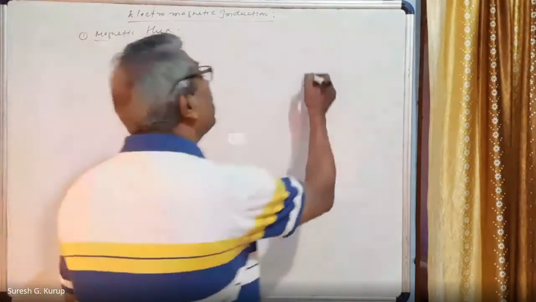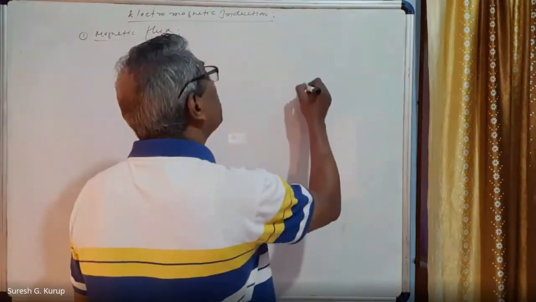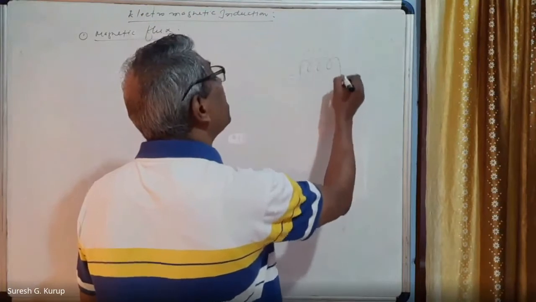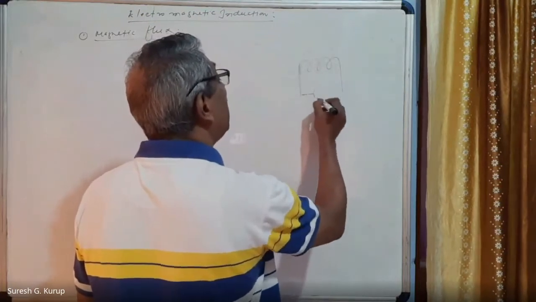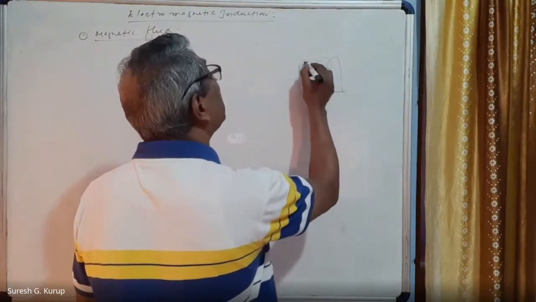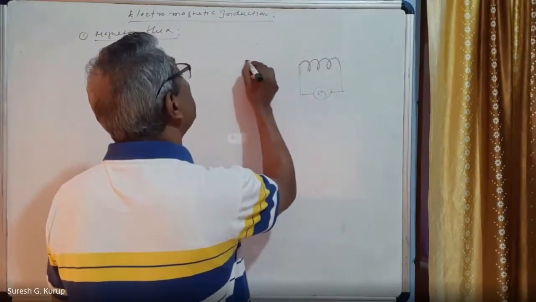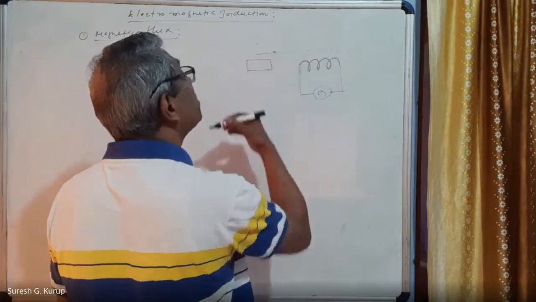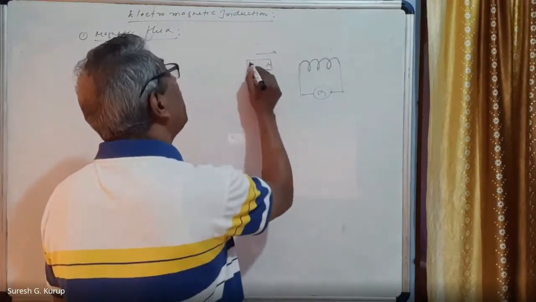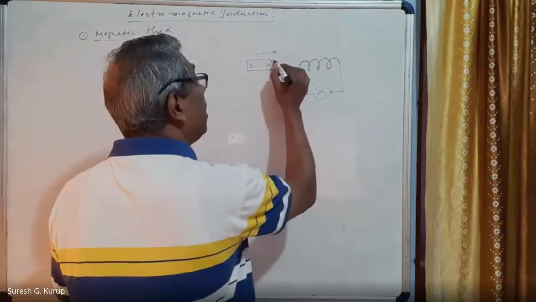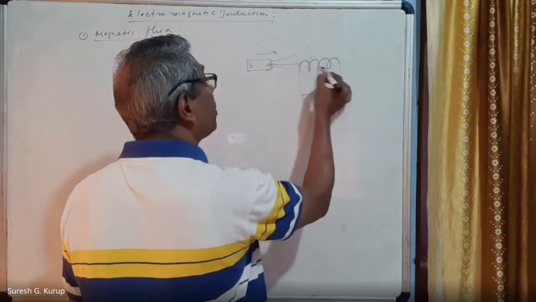So that is given here. There are two conditions. One condition is like this. This is a coil and this is a galvanometer connected, right? A coil, you can see it. And a magnet is taken towards it, this is north pole and this is south pole. And it is fastly approaching.